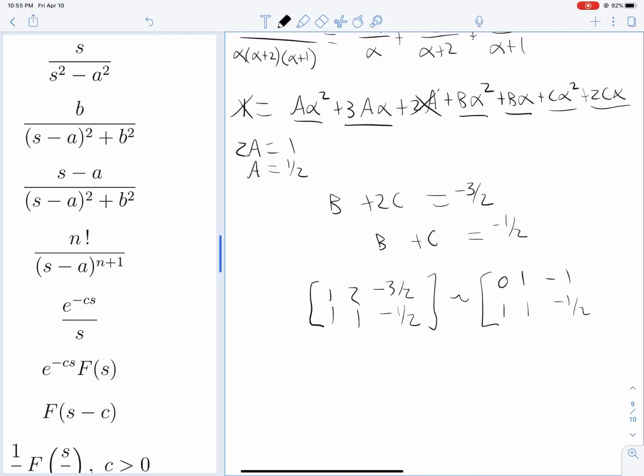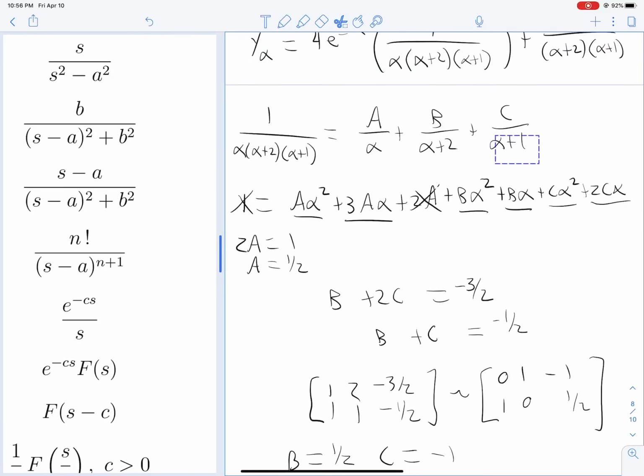Let's make sure. I'm incredibly afraid of doing something wrong at this point because we still have a ways to go on this problem, and I would really like to do it only once. Okay, we're subtracting 1, adding 1/2. Okay, looks good so far. And then we can subtract row 1 from row 2. That's minus 1 here, plus 1 here. And we have our B and C. We see that B is equal to 1/2 and C is equal to negative 1.